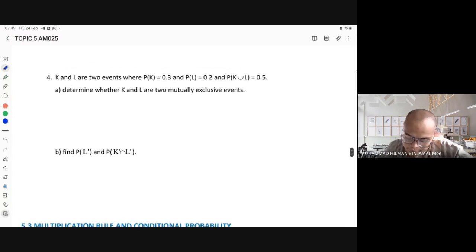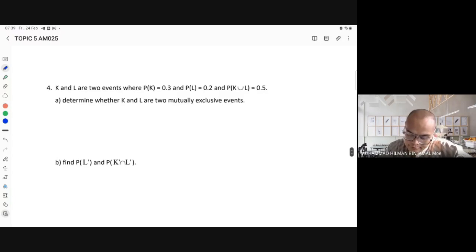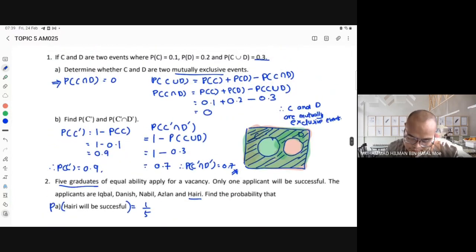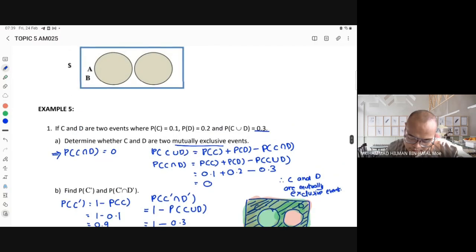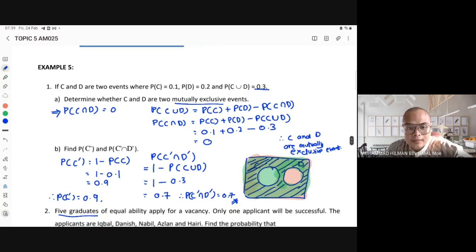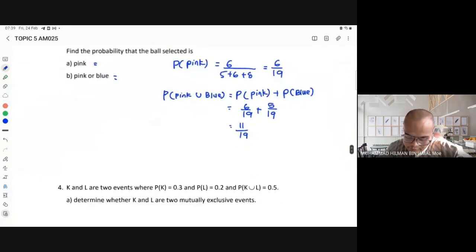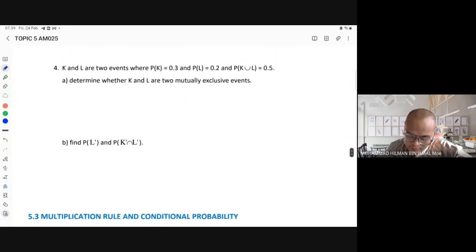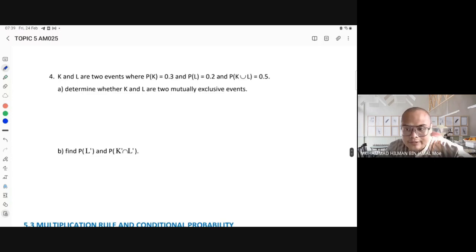Okay, so for question number 4, I think dia sama dengan question number 1. Okay, so saya bagi masa 5 minit. Okay, cuba try jawab soalan nombor 4.